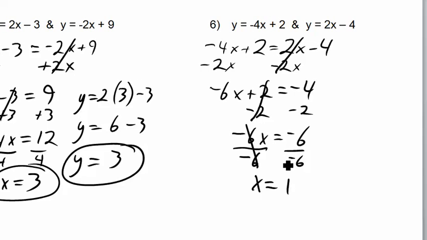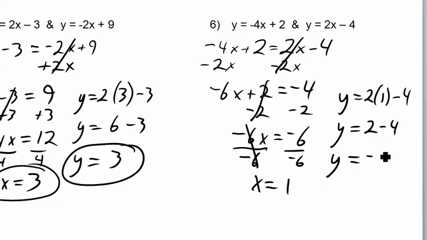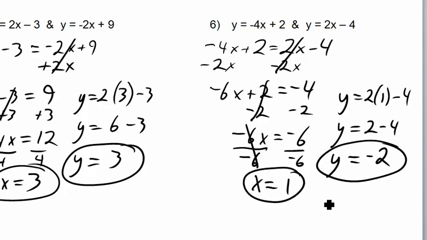So we're not done, because we need to find out what y is. We can put it in either one of these equations. I'm going to pick the one on the right. So y equals 2 times whatever x is, minus 4. So y is equal to 2 minus 4. So y is equal to negative 2. So that's our answer. X is 1, y is negative 2. If I graph those two lines, they're going to cross at 1, negative 2.